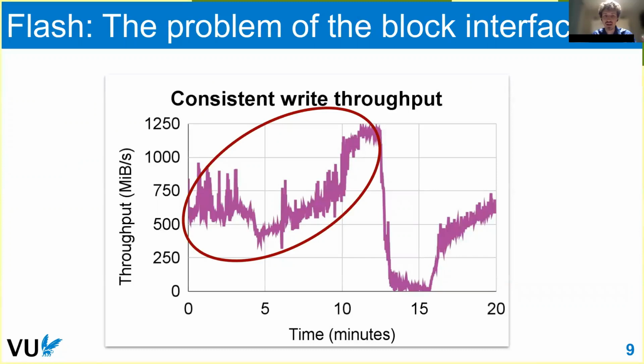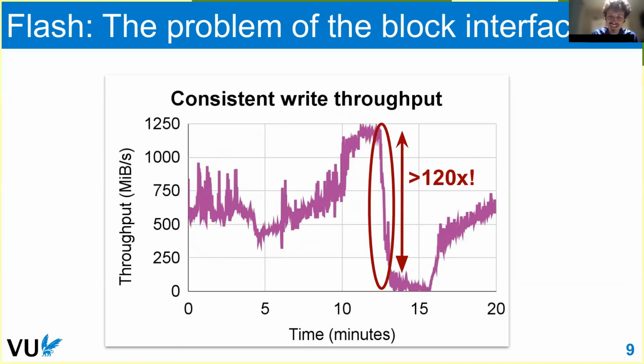It's around 500 megabytes, gigabytes. It's all right, not too good, not too bad. And suddenly, it crashes like insane. It goes from more than a gigabyte to a couple of megabytes per second, a 120 factor. This is, of course, completely unacceptable.